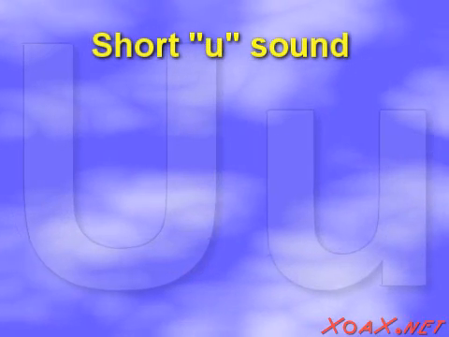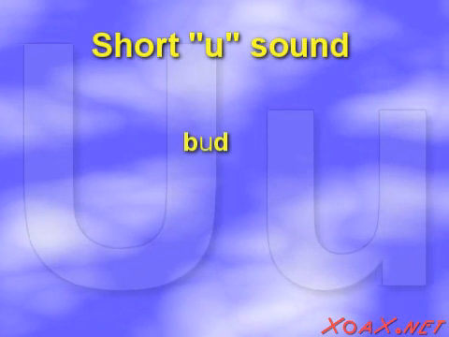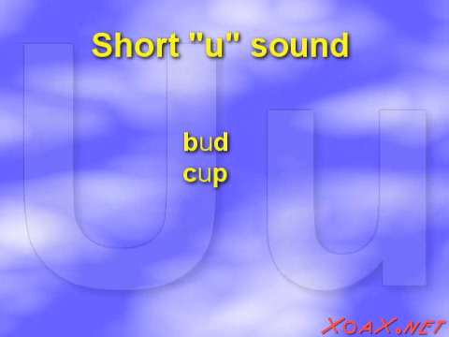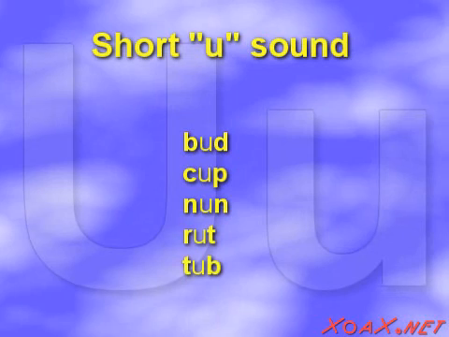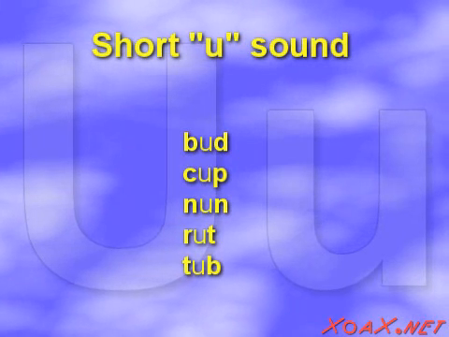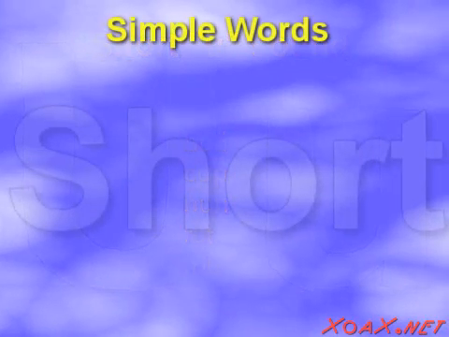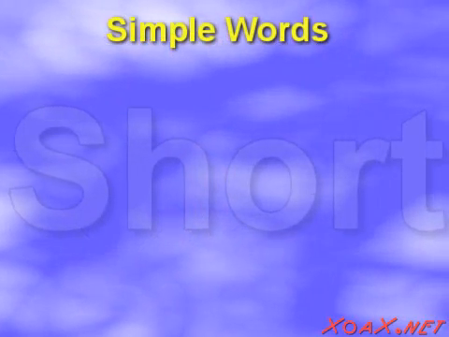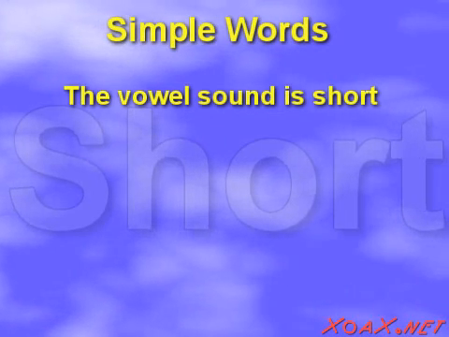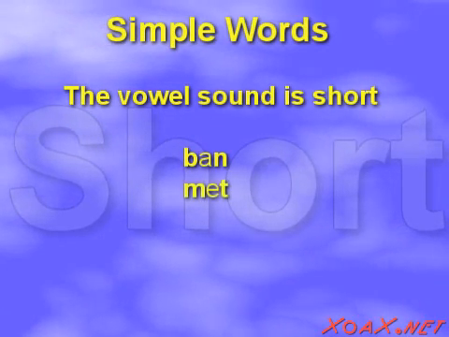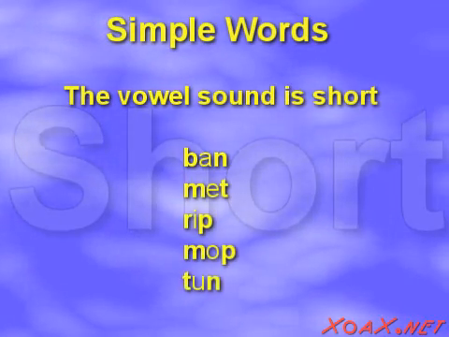The short U sound sounds like uh. You can hear the short U sound in the words bud, cup, none, rut, and tub. The short U sound is the sound that you hear in between the consonant sounds. For simple words like those that I have shown, the vowel typically has a short vowel sound, like these words: ban, met, rip, mop, and ton.